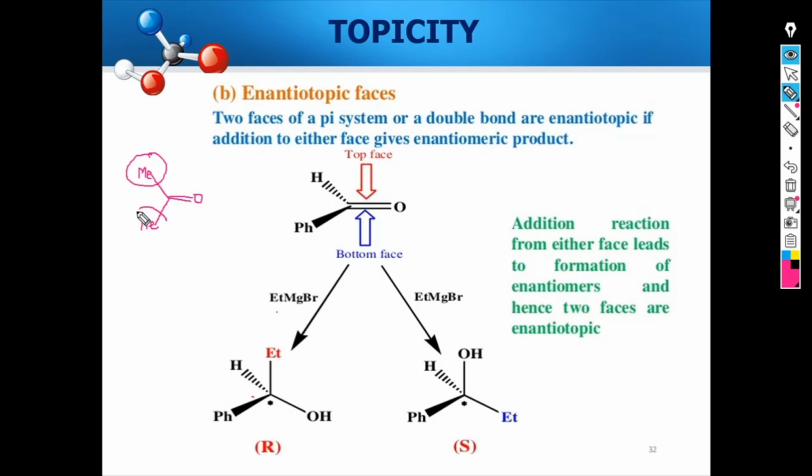So in our homotopic phase molecule, we said these two phases are homotopic in nature, and please understand the difference. In molecules having homotopic phases, the ligands are identical, whereas in molecules having enantiotopic phase, the ligands are not identical. So when we try to perform an addition reaction from either phase, it leads to the formation of a pair of enantiomers, and hence the two phases are enantiotopic in nature.